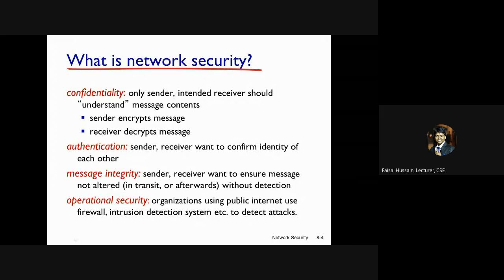So this organization, as you need to be connected with the public internet, has a firewall system. The firewall is kind of a filter system. Depending on different behavior, it can filter some requests. So depending on a blacklisted node, it can stop that blacklisted node's execution. Okay, so that is the operational security.